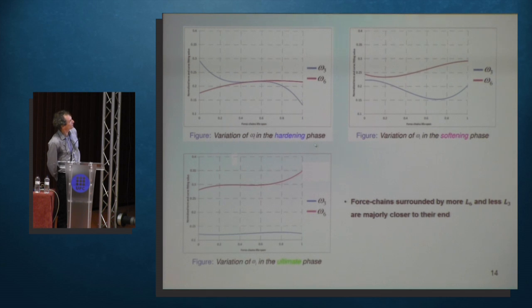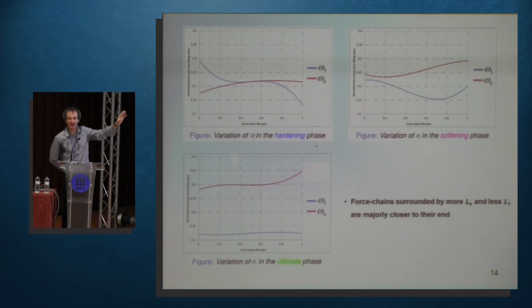What we observe is the following. Over the loading path, progressively, the ratio of loops containing 3 grains is decreasing, and on the contrary, the ratio of loops containing 6 grains is increasing. 0 means the time at which the fortune has appeared, and 1 is the time at which the fortune has disappeared.